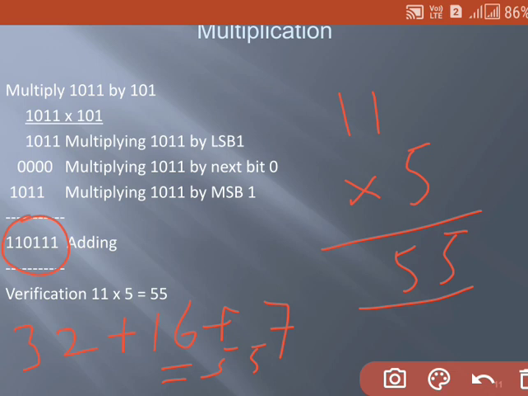So this is how you can check with respect to converting binary into decimal numbers, and verifying whether whatever procedure you are adopting is correct or not.